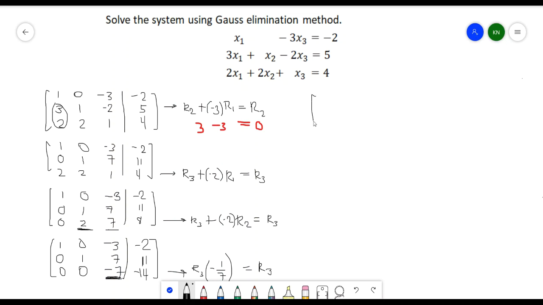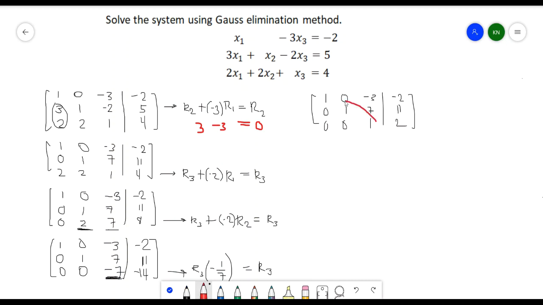So that gives us, copying our first and second row, negative 3 and negative 2. We have 0, 1, 7, and we have the 11. So R3 times negative 1 over 7, R3 is 0, so that is still 0. 0 times negative 1 over 7, that is still 0. Negative 7 multiplied by negative 1 over 7, that is equivalent to 1. And negative 14 multiplied by negative 1 over 7, that is equivalent to positive 2.